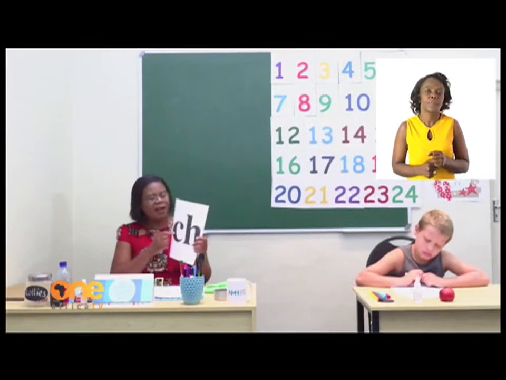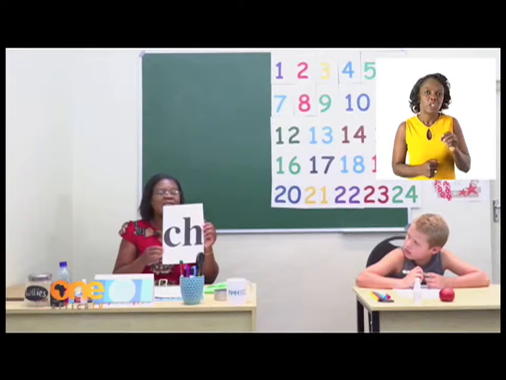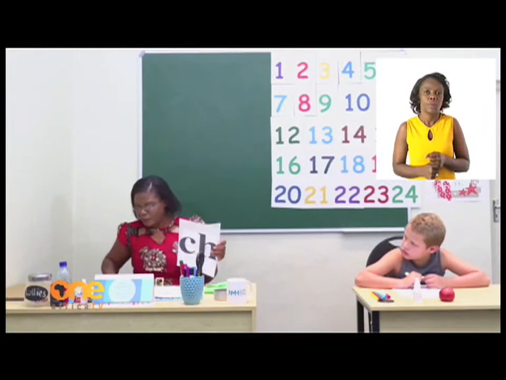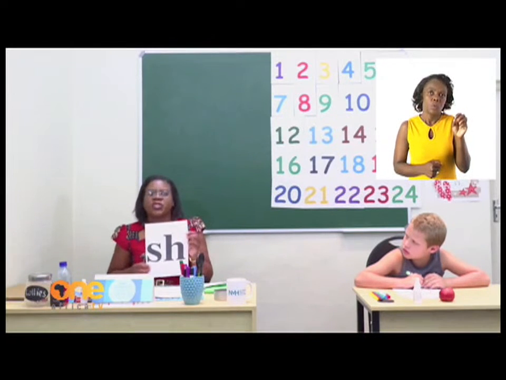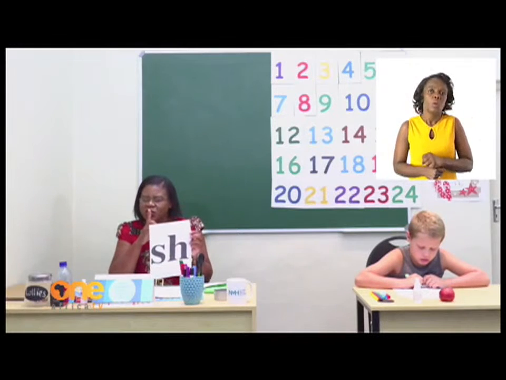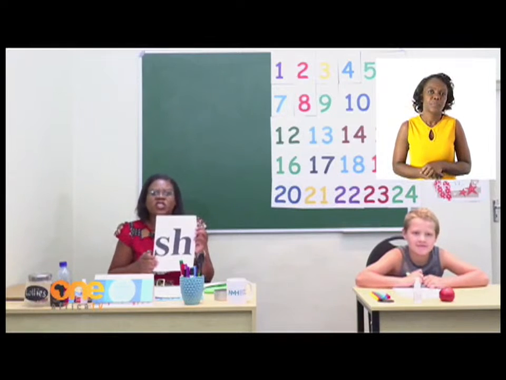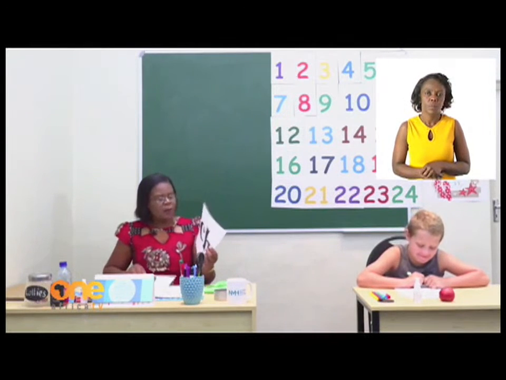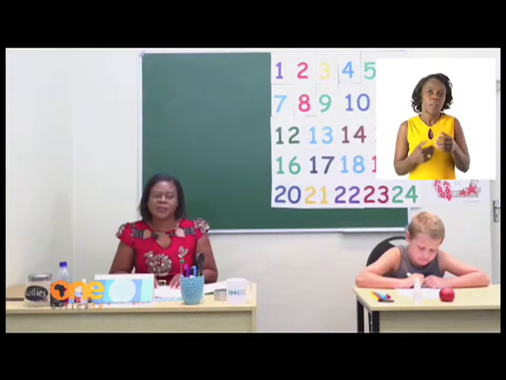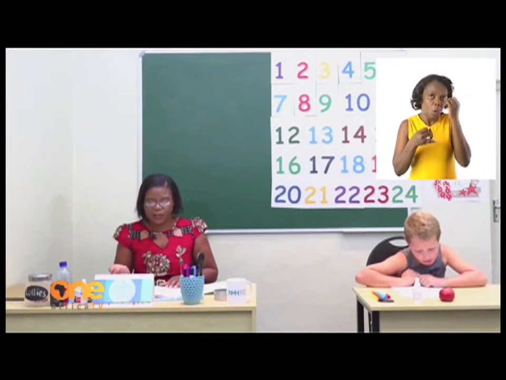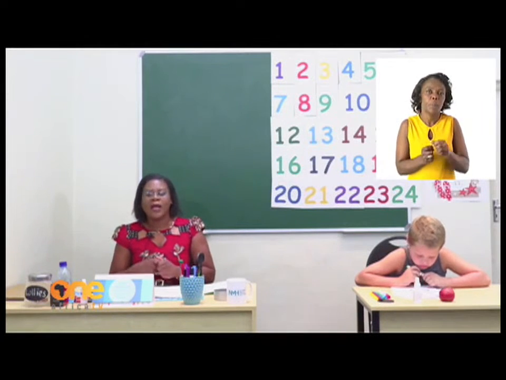Now, when the k and the h stand together, we say it's a ch. But when the s and the h are together, we say sh. Put your finger on your lip. It's a sh. S and the h. So a sh and the ch can come at the beginning of the word or at the end of the word. They are still sounding the same. It's still going to be a ch or a sh.